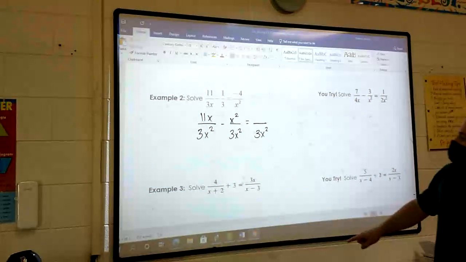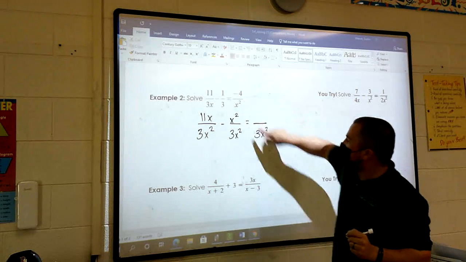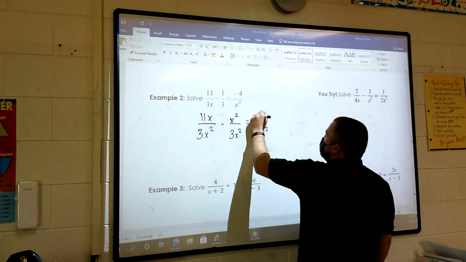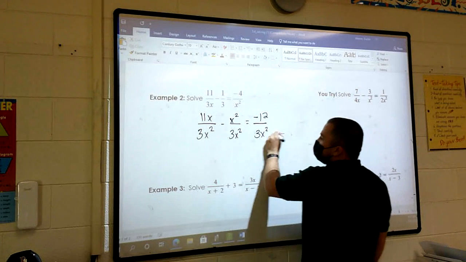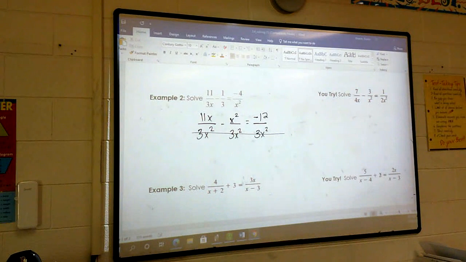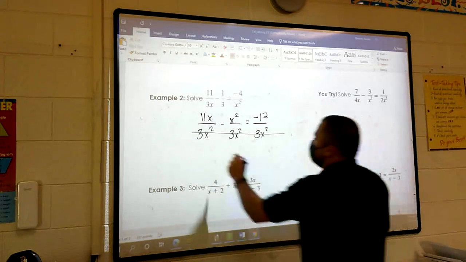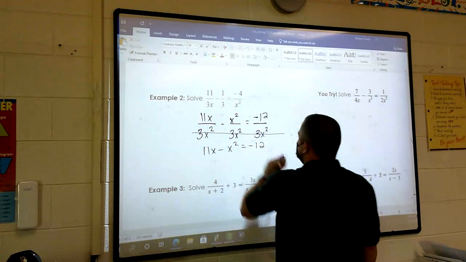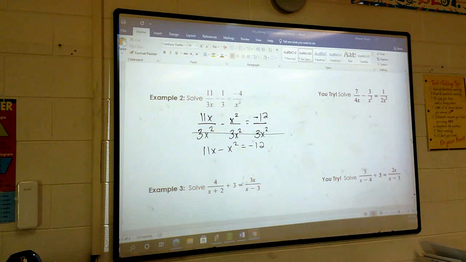And then over here, we've got x squared. We need to get to 3x squared, so we've got to multiply by 3. So that would be negative 12. And then we get to cancel out the bottom. Now, the tough part about this one is that there's an x squared. So we are going to say 11x minus x squared equals negative 12. Anytime we have an x and an x squared, we are not able to just solve it for x. We're going to have to factor it.